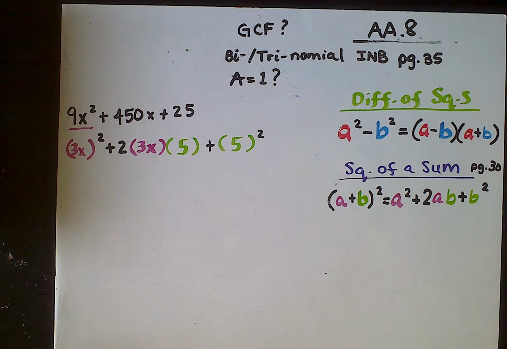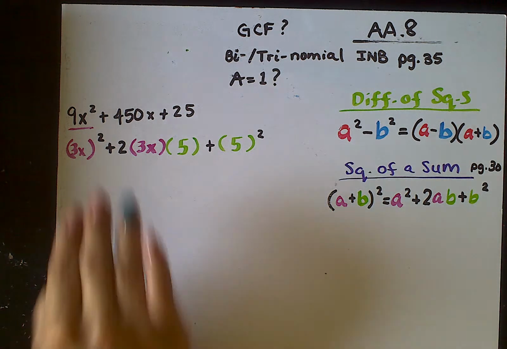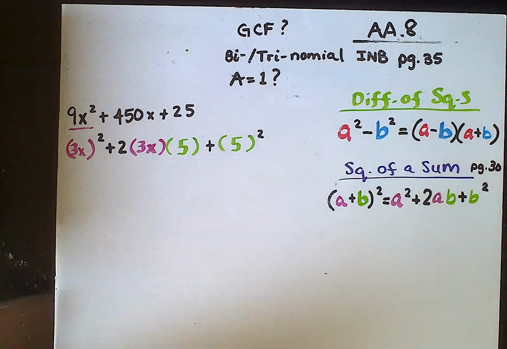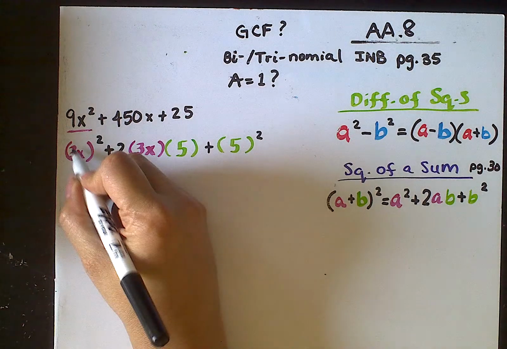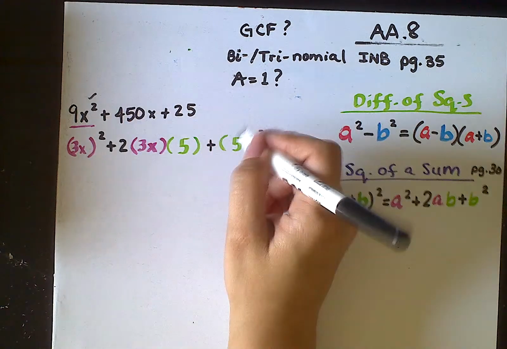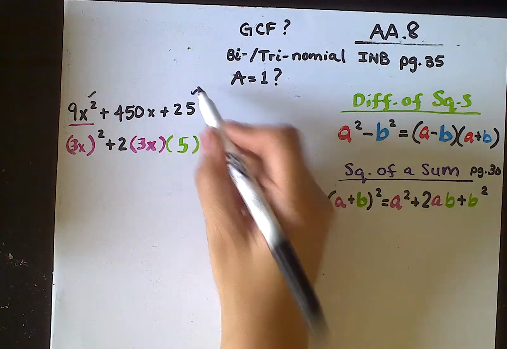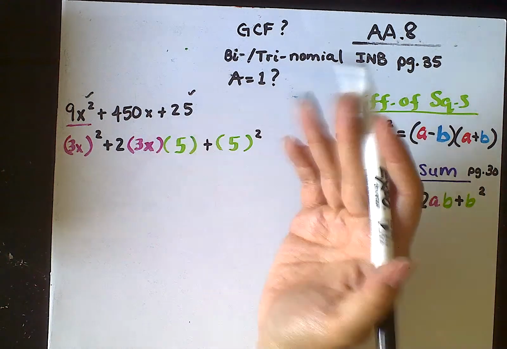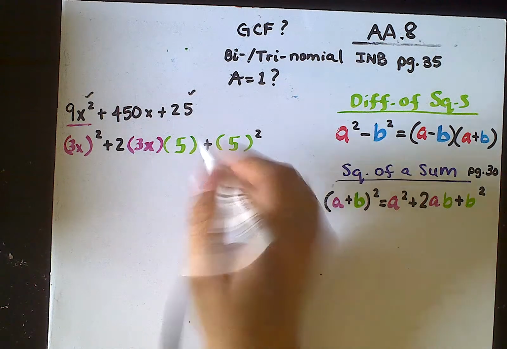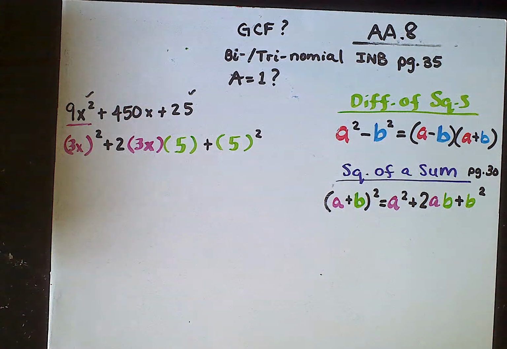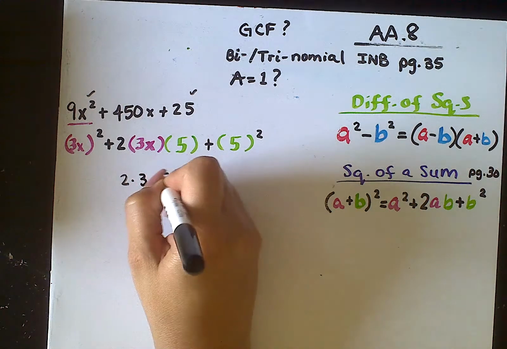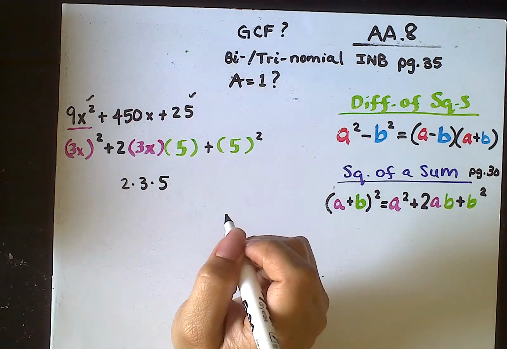Now, before we write our final factored form, what I'm doing is breaking this up to make sure that it works. 3x times 3x gives me 9x squared. 5 times 5 gives me 25. This is the one that you honestly have to check. You can do this any which way. That's what I love about the commutative property of multiplication. So right now I have 2 times 3 times 5.